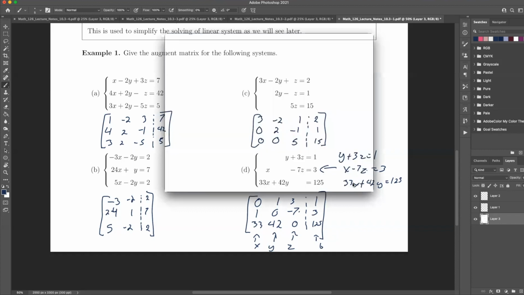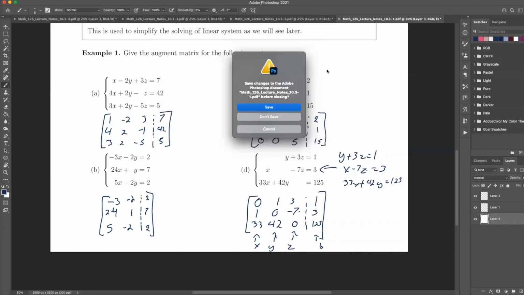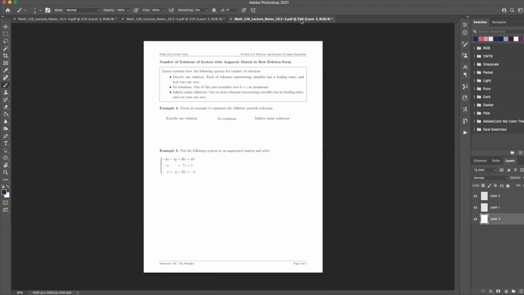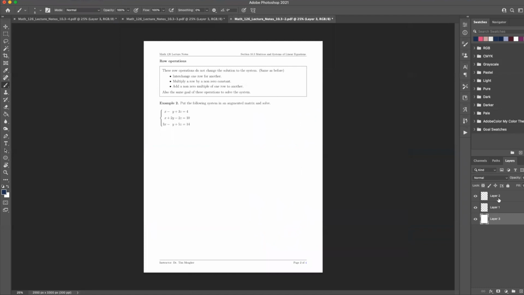Yep, go ahead and export that out. Yep, that way maybe it'll be a little less crunchy. All right, so let's zoom on in here.